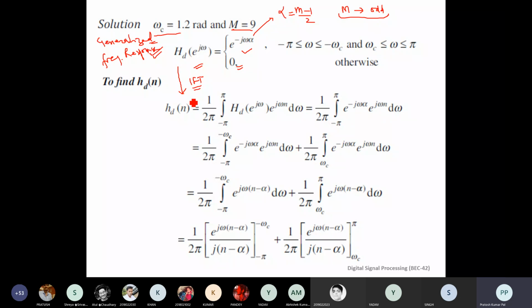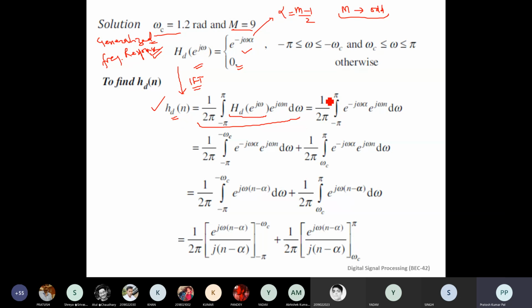Once we know the frequency response, we will find the inverse Fourier transform. By using the inverse Fourier transform, we will find hd of n. So hd of n will be given by 1 by 2 pi, integration ranging from minus pi to pi, of Hd of e to the power j omega times e to the power j omega n d omega. This is the formula we will always use to find hd of n.